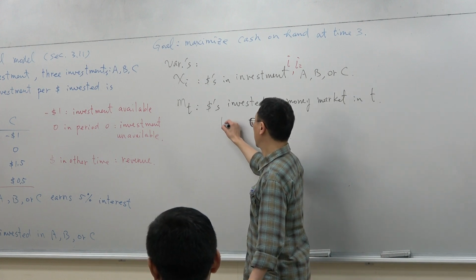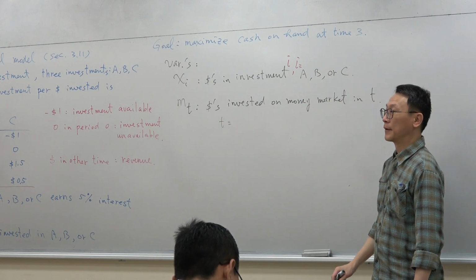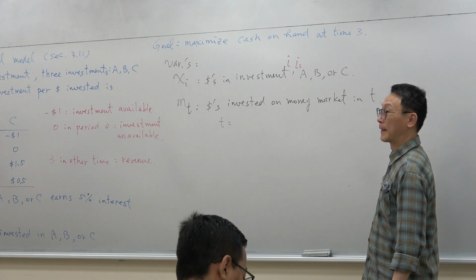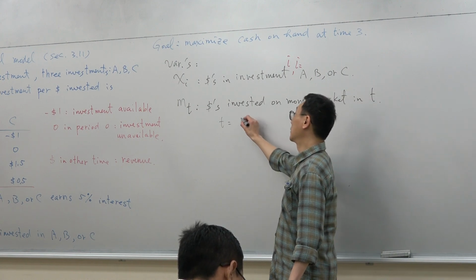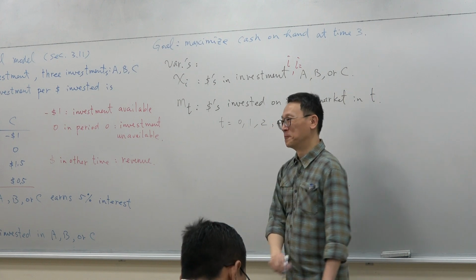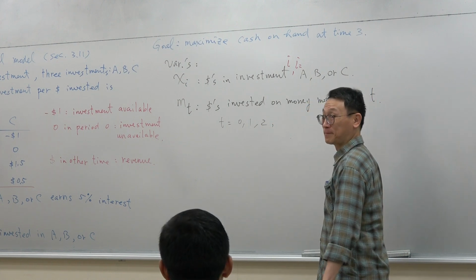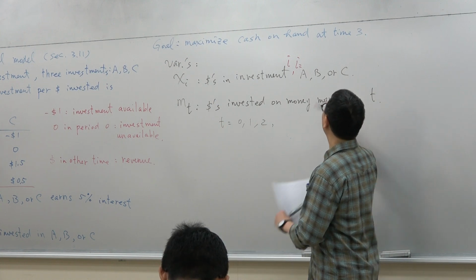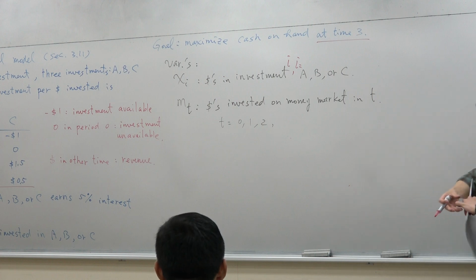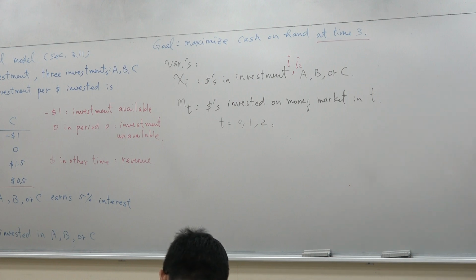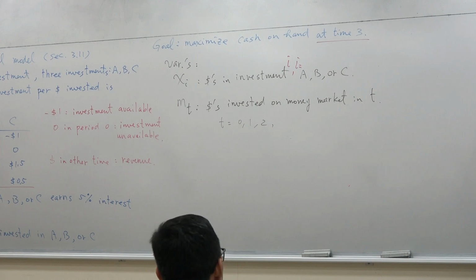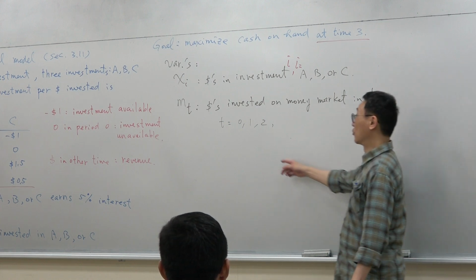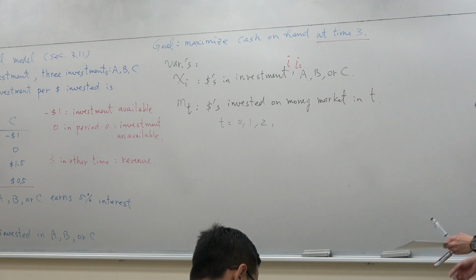So the T: 0, 1, 2, 3. Are you sure? At time 3, I want all my money back. Should I put my money into the money market? So the T is only 0, 1, and 2.